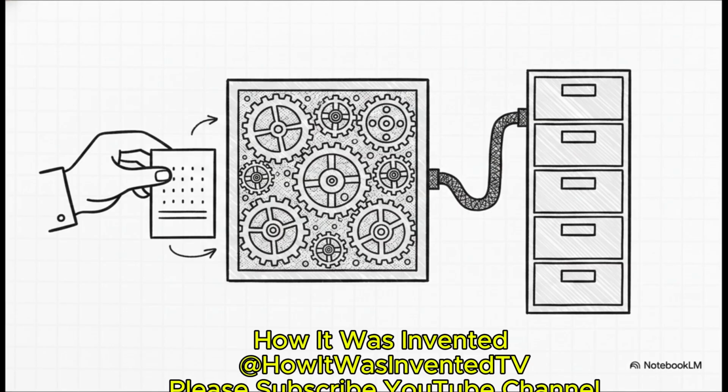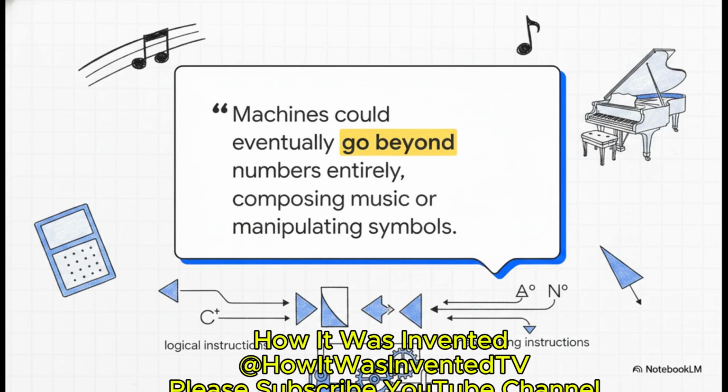And that brings us to an absolute visionary, Ada Lovelace. Working alongside Babbage, she wrote what is widely considered the very first computer program. But more importantly, she realized these machines were fundamentally about pure logic. She predicted they could eventually go way beyond numbers, composing music or manipulating symbols. I mean, that was pure fantasy for the 19th century.